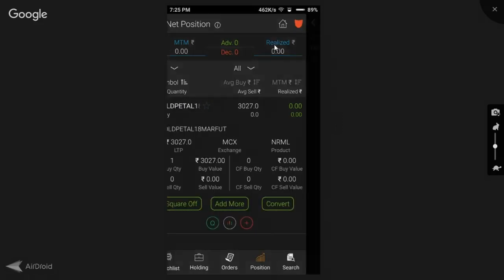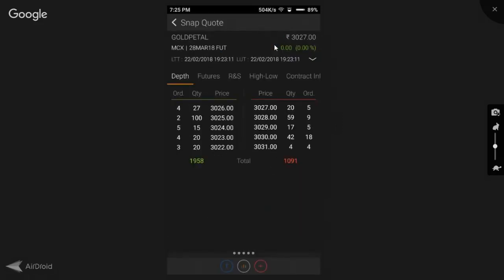Okay, I want to see one more thing. So 3027, 3027, 3026. So I'm happy with it. Now I want to clear off this position. I don't think there's any promise in this future. So I want to square it off.